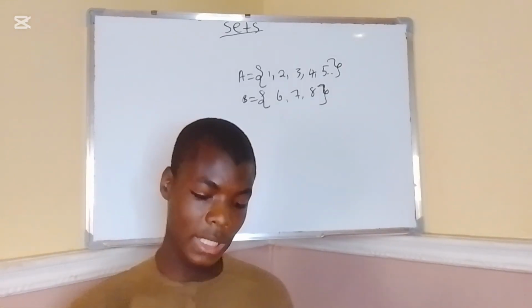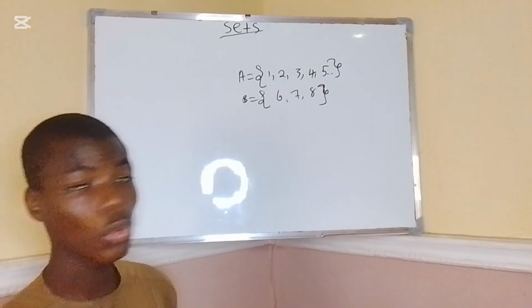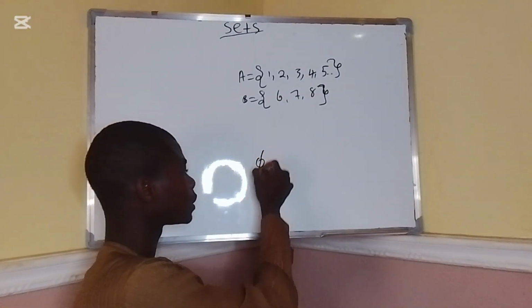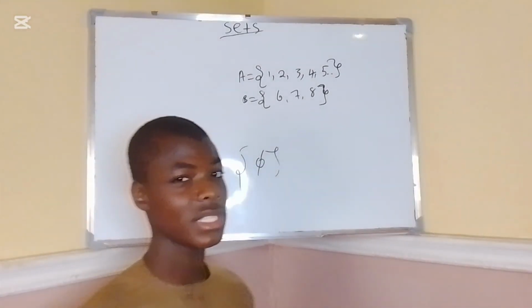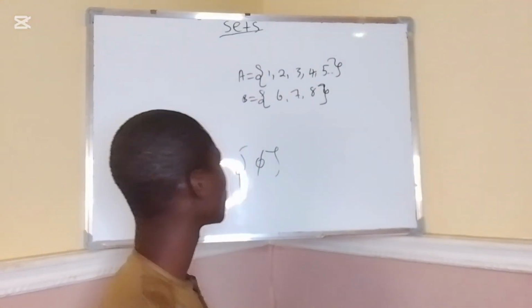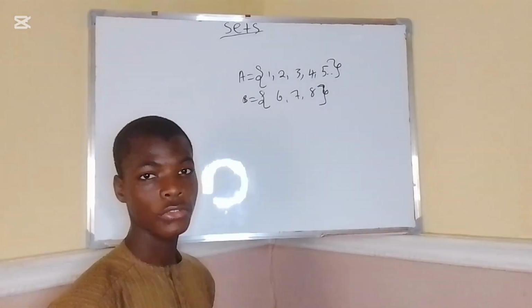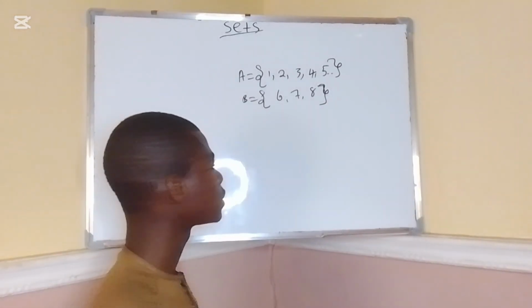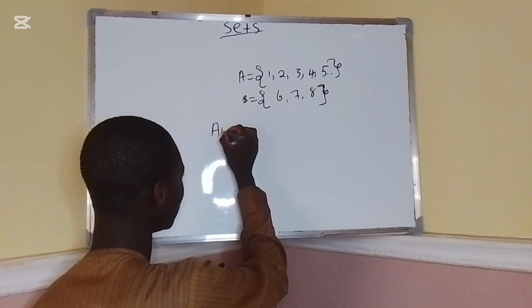An empty set is a set that does not contain any number. So you can call it the null set. This is what we call the empty set. So let me show you how to find intersection and union.